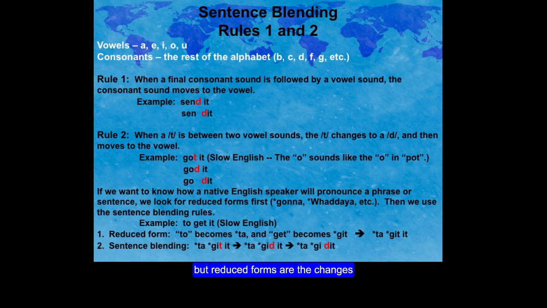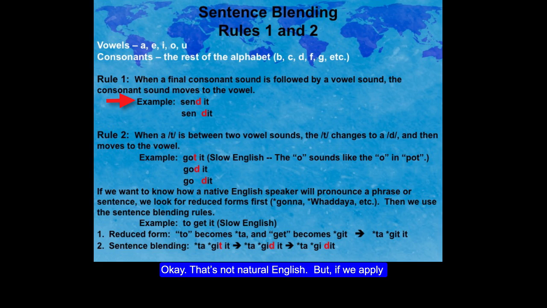But reduced forms are the changes that happen to a word or words when a native speaker says them at a natural speed. That's one part of real English, and a very important part. But the second part is, how do these words blend together in natural spoken English? So rule number 1 tells us when a final consonant sound is followed by a vowel sound, the consonant sound moves to the vowel. Our example, send it.